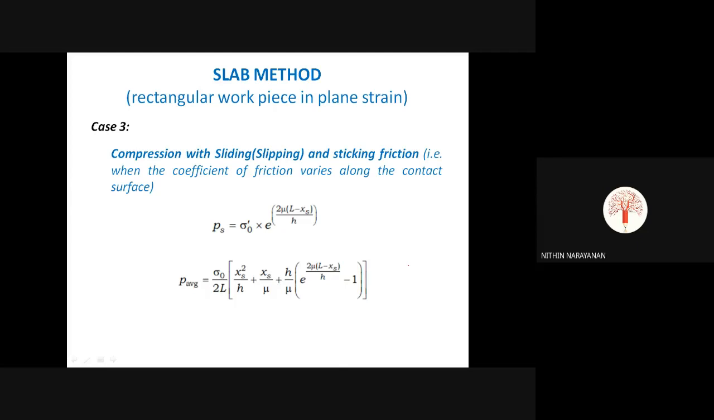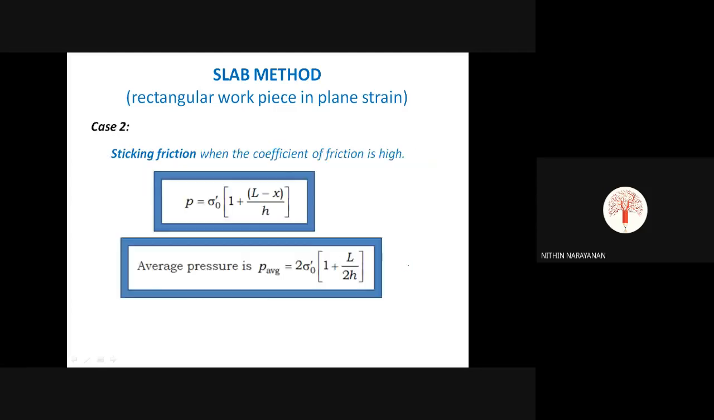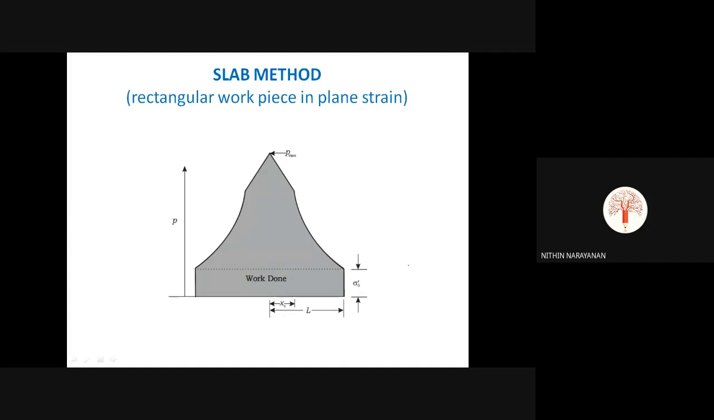You can see the equation here: sigma naught dash into e raised to 2 mu into (L minus hs) by h. Also, P average equals sigma naught by 2L into (hs square by h plus hs by mu plus h by mu into (e raised to 2 mu into (L minus hs) by h, minus 1)). Try to learn these equations by heart. You may get a direct question asking you to write all these equations, or a problem based on any of them. This is the friction hill curve for the third condition, both sliding as well as sticking.